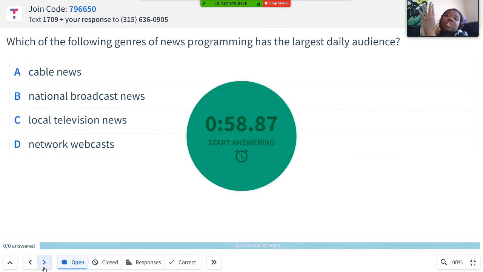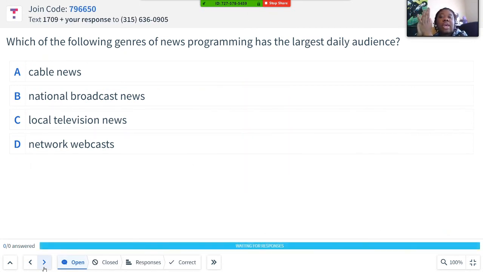Which of the following genres of news programming has the largest daily audience? Is it cable news, national broadcast news, local television news, or network webcasts?